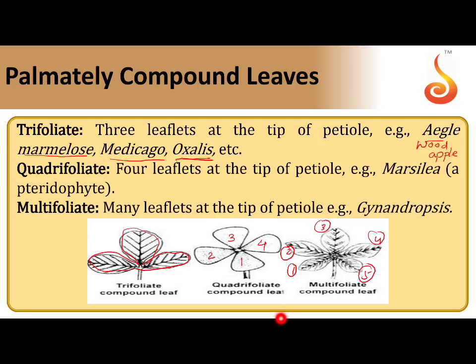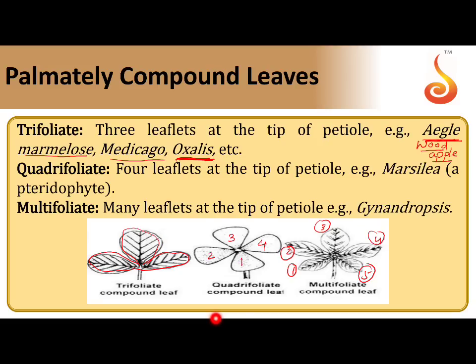Oxalis we have come across several times. One of the modifications seen in Oxalis is it is runner, a stem modification. Even in Aegle and Oxalis both are stem modification. Aegle is aerial stem modification thorn and Oxalis is subaerial stem modification runner. Medicago and Marmelos are few other examples.